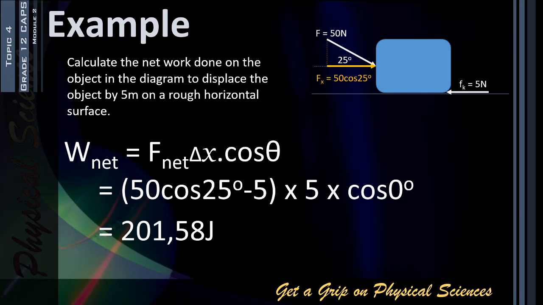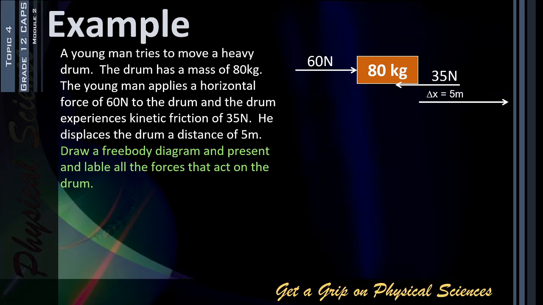201.58 joule. A young man tries to move a heavy drum, and the drum has a mass of 80 kilograms. The young man applies a horizontal force of 60 Newton to the drum, and the drum experiences kinetic friction of 35 Newton. He displaces the drum a distance of 5 meters. Draw a free body diagram and present and label all the forces that act on the drum.